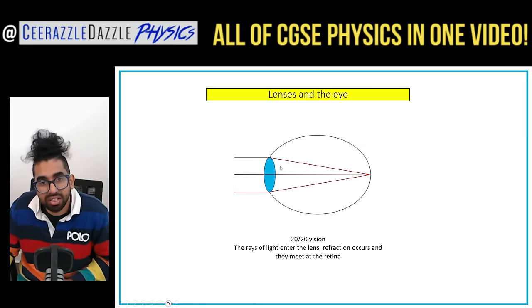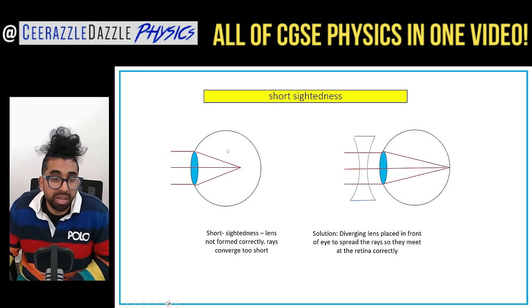The lenses and the eye. So right, this is the eye and it's a lens. First of all, parallel rays of light should enter the lens and should travel down and hit the back of your retina over here. This will be 20/20 vision. But if somebody is short-sighted, the rays of light will just focus too early. So the solution will be the following.